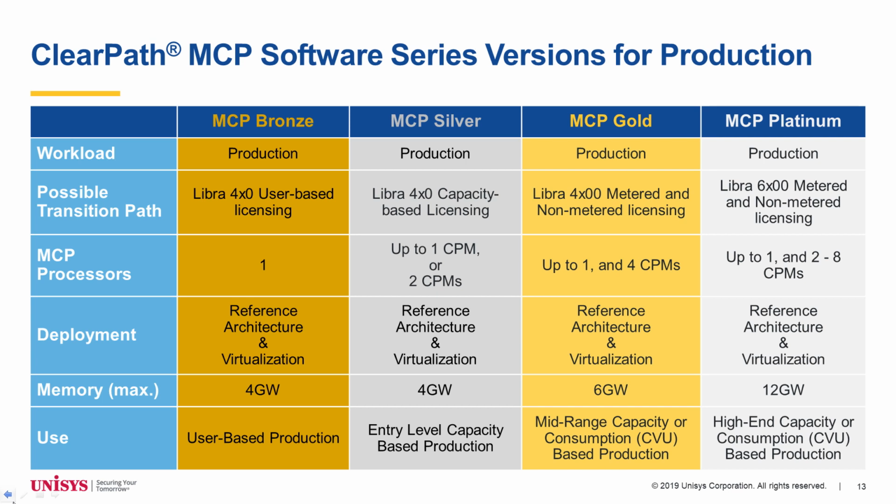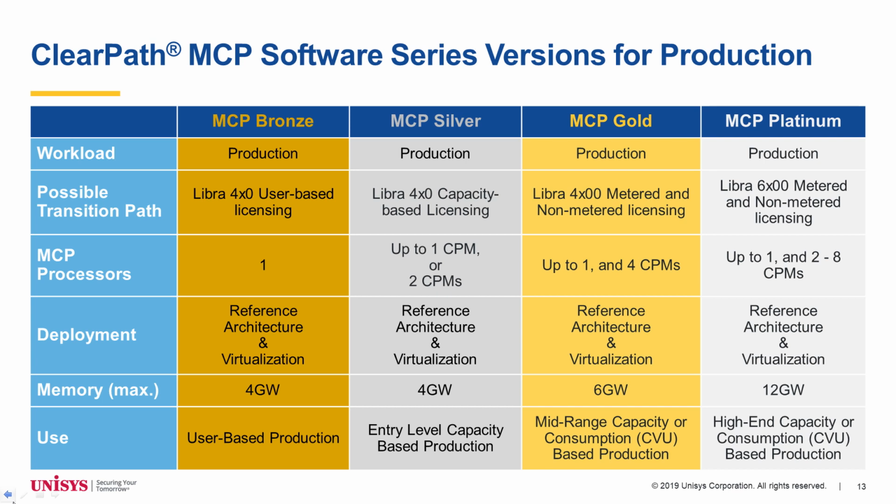For Silver, we have different capacity sets offered. There are 10 capacity sets leading up to 1 full CPM. And then after that, we go to 2 full CPMs with our capacity sets for Silver. And again, it runs on a reference architecture, virtualized with 4 gigawords of memory, but it's licensed on capacity, not user-based. So that's the difference really between Bronze and Silver.